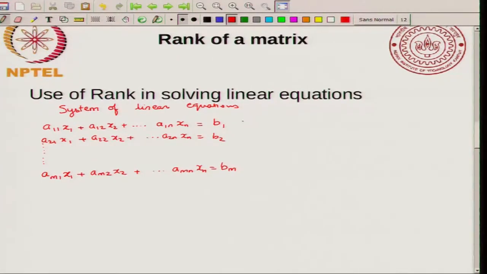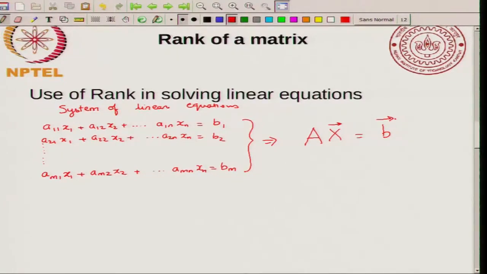And we wrote this whole system in a compact matrix form, Ax = b, where A is a matrix and x is a vector. So we had this simple notation where A was basically the matrix that we had before with coefficients a11, a12, and so on.